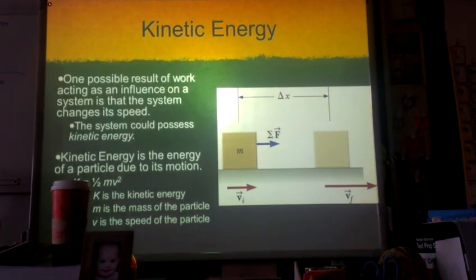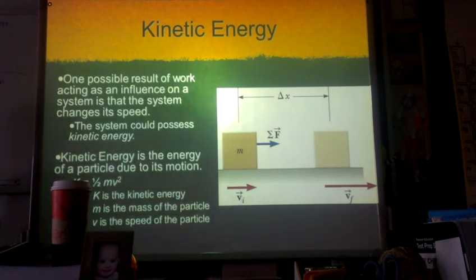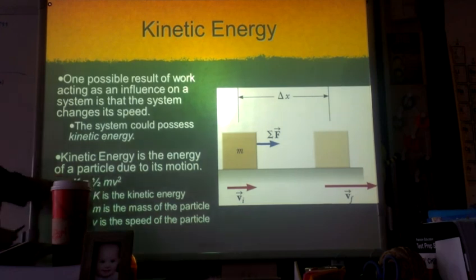Okay, one last thing. I want to just introduce kinetic energy because we did it in AP Chem. We're doing it again here, except this part you're probably not going to like as much. Kinetic energy, we already know, is 1/2 mv squared. So another possible result that work can influence a system is that it can change its speed. It can make that object move. We know that systems can possess kinetic energy because they have potential energy, and that potential energy can be changed and transferred into kinetic energy. So kinetic energy is 1/2 mv squared.